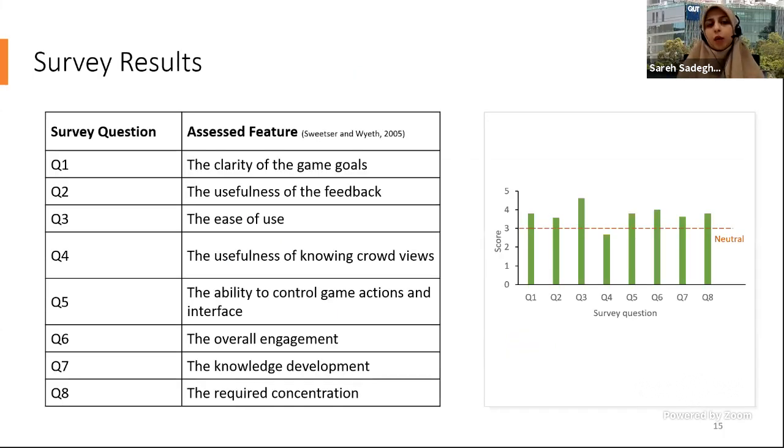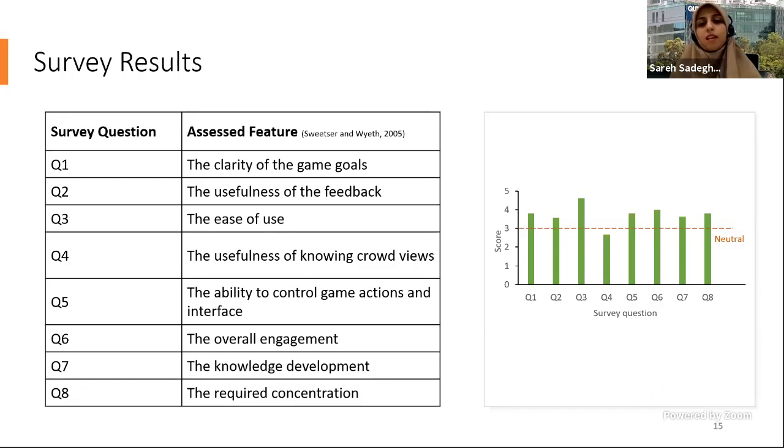At the end of the game, in order to assess user engagement, we asked players to fill out a survey. The survey had 8 questions, and each question asked about a desirable feature of a game as per the game flow evaluation framework. The features include the clarity of game goals, the usefulness of the feedback given to the player, the ease of use of the game, the usefulness of knowing crowd views, and the rest.